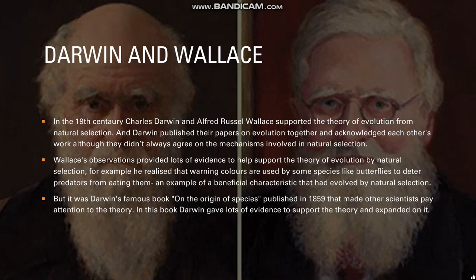For example, he realized that warning colors are used by some species like butterflies to deter predators from eating them, an example of a beneficial characteristic that had evolved through natural selection. But it was Darwin's famous book On the Origin of Species, published in 1859, that made other scientists pay attention to the theory. In this book, Darwin gave loads of evidence to support the theory and expanded on it.